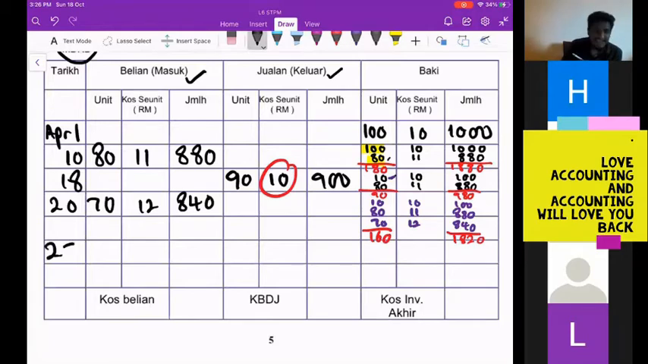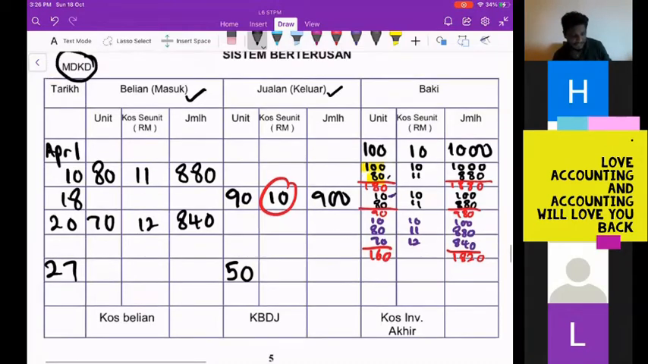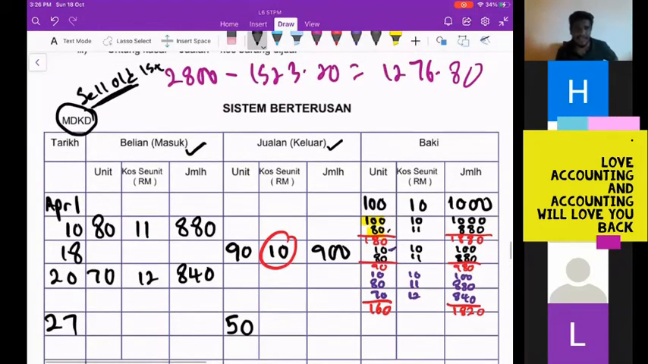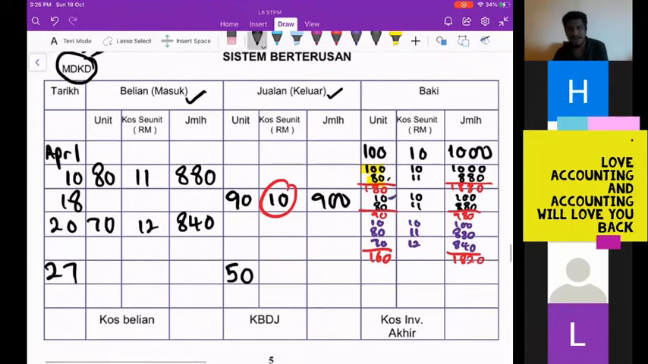What happened on the 27th? On the 27th, I jual berapa unit? I jual 50 unit. This 50 units, you sell from where? We are in MKKD. MKKD means sell the old one first. So which is the oldest that you have now? 70, 80 or 10? 10. Very good. But we have only 10, and we are selling 50. So 10 we take from here, the balance 40 we take from here.